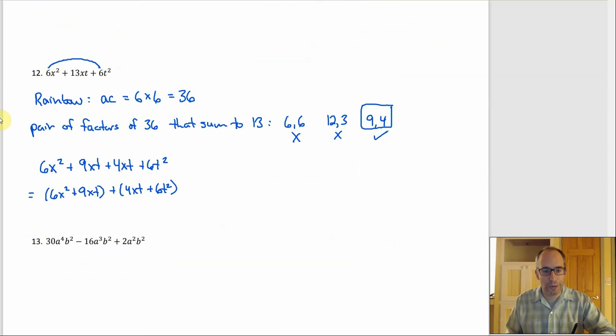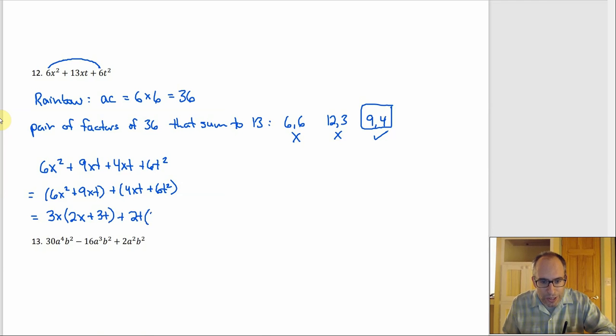And then let's see, we could factor a 3x out of this first part. So 3x times 2x plus 3t, it looks like, right? 3 times 3 would give you the 9. X times t is xt. So yeah. And then this one down here, we could factor a 2 out of the coefficients. They're both even. We could factor a t out of both terms. It looks like that's it.